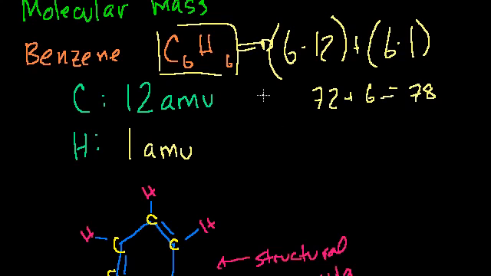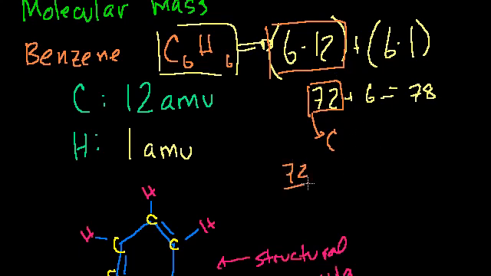Now, what if someone said, what percent of benzene is carbon? Well, then you say, okay, this is the piece that's carbon right here. The carbon piece of benzene is 72 atomic mass units. Right? That's carbon. So what percentage of benzene is carbon? It's 72 over 78. The whole thing is 78. So it's 72 over 78. And what does that equal?